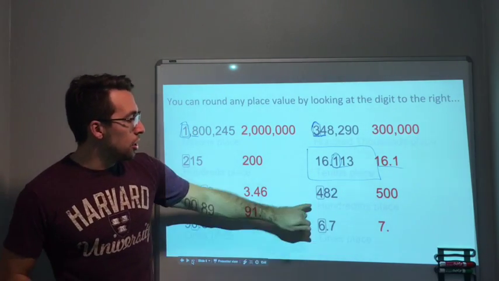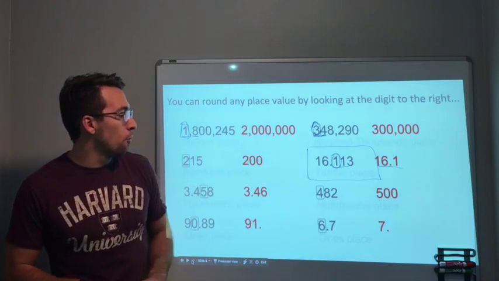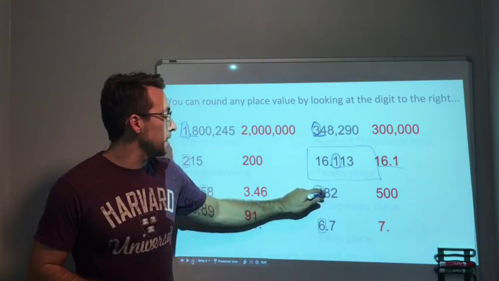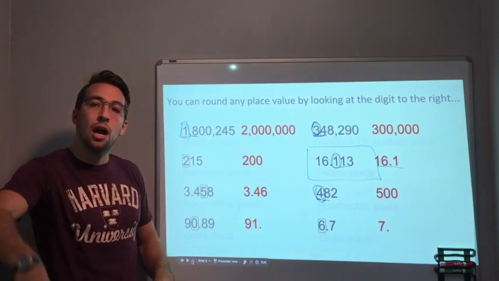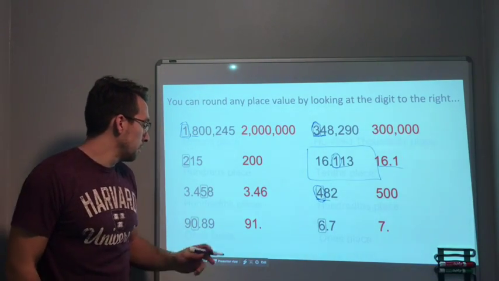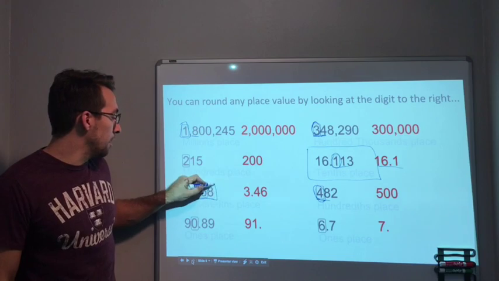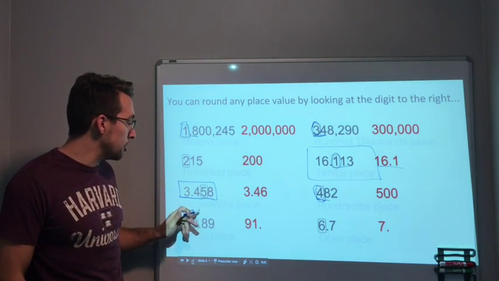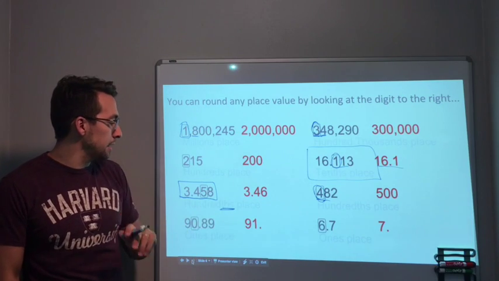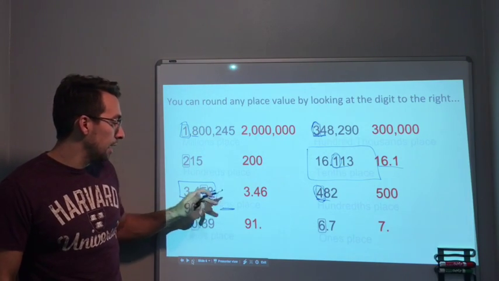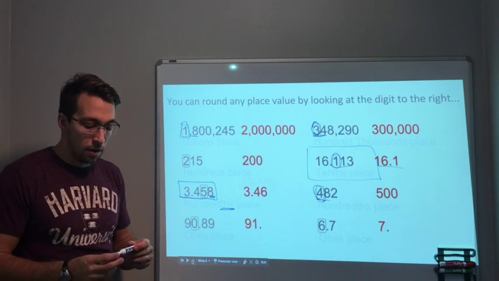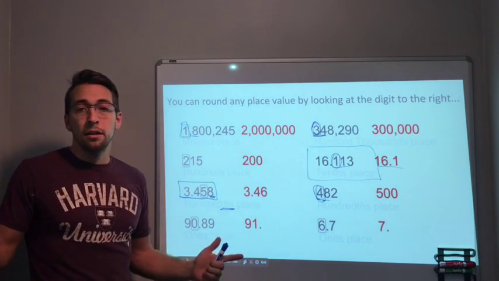Let's look at the hundreds place. 482. Look at the 8. It goes up to 500. 3 and 458 thousandths. If we want to round to the nearest hundredths place, the 8 goes up, so 3 and 46 hundredths.